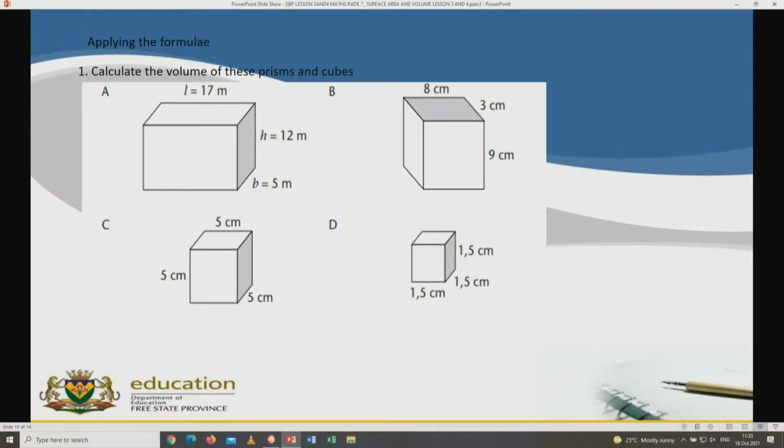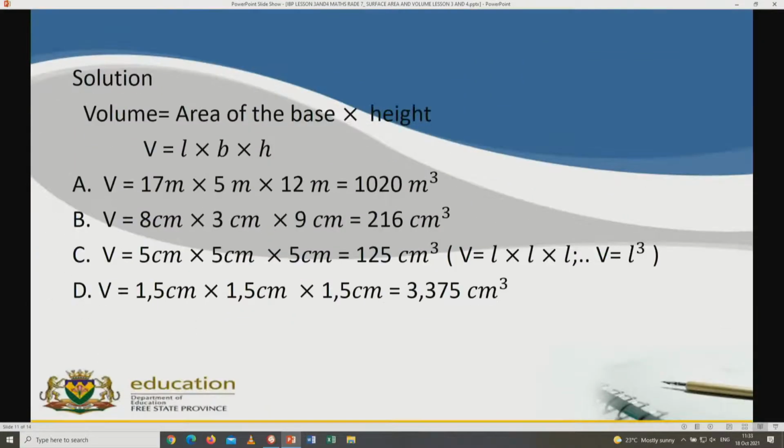Then that will be all with the activities. Now let's go and check what is it that we have next. This is what we have done. We have calculated, but here is just a summary. Therefore, A, it was a rectangular prism that we did where the dimensions were 17, 5, and 12. Then we said 17 times 5 multiplied by 12, it will be 1020.